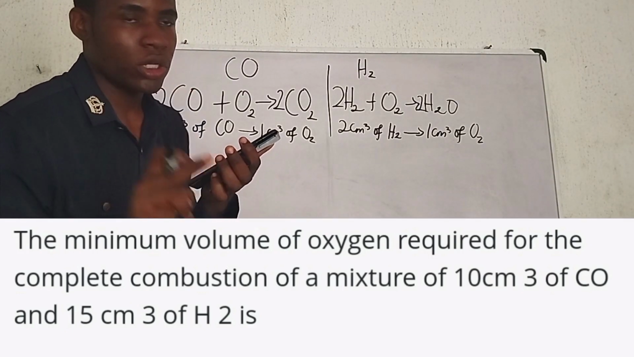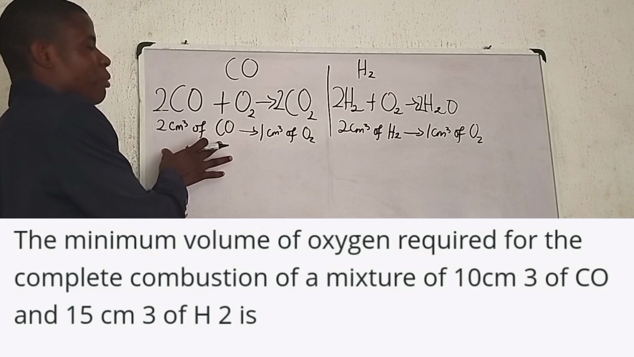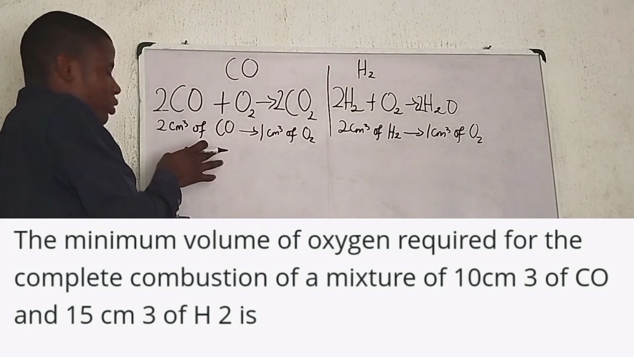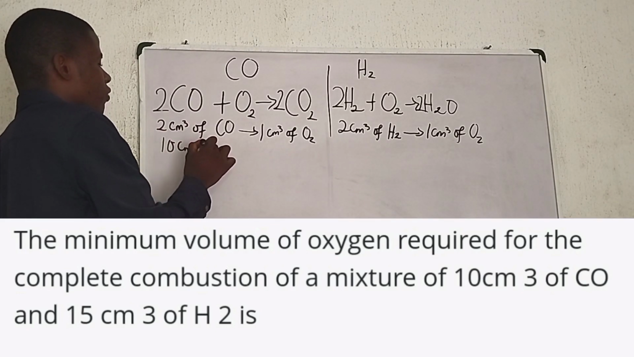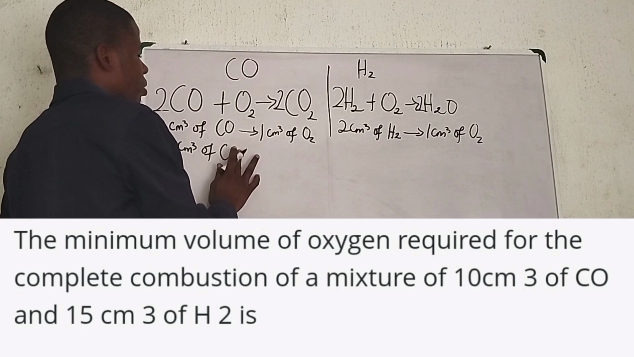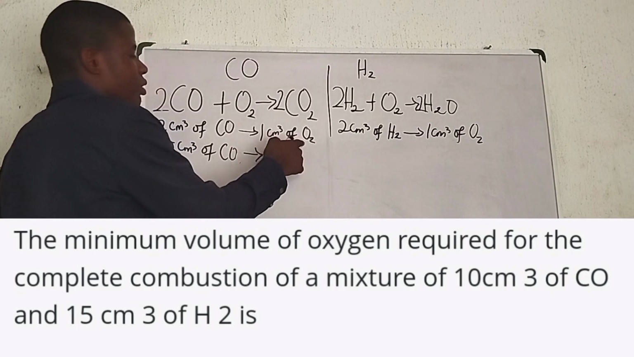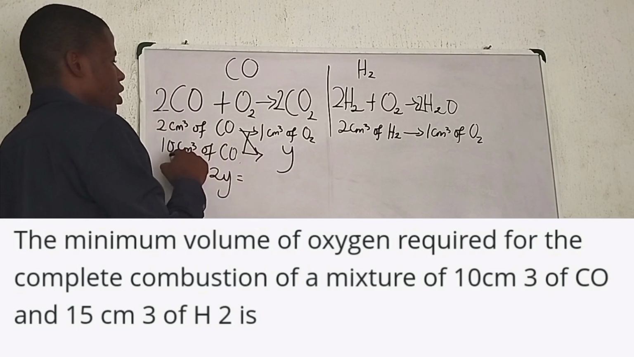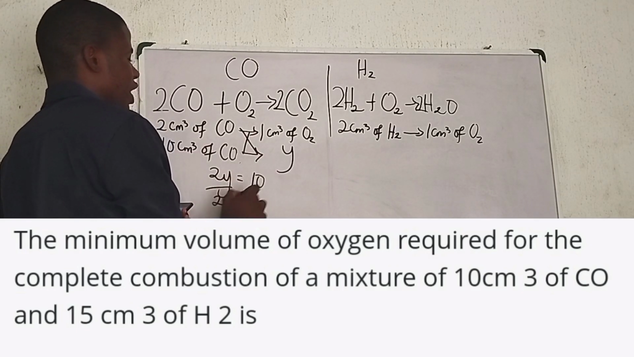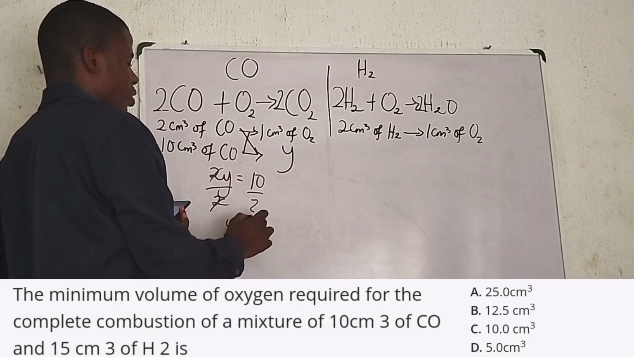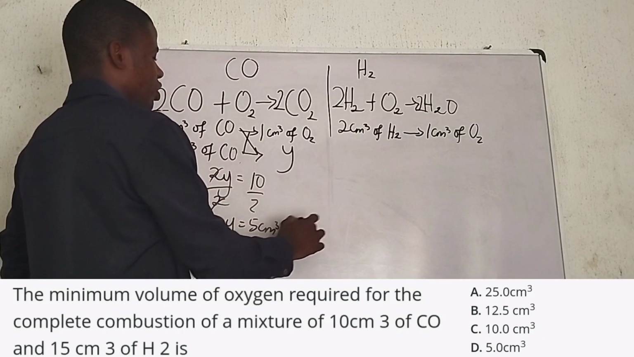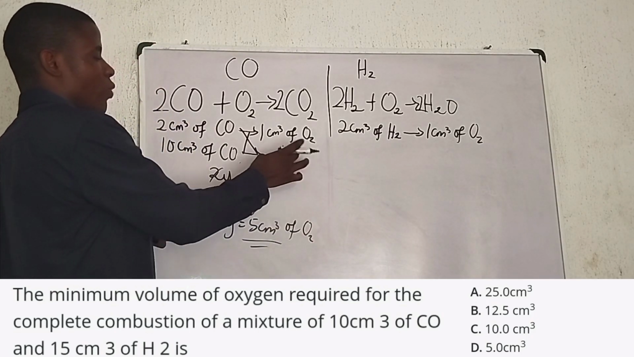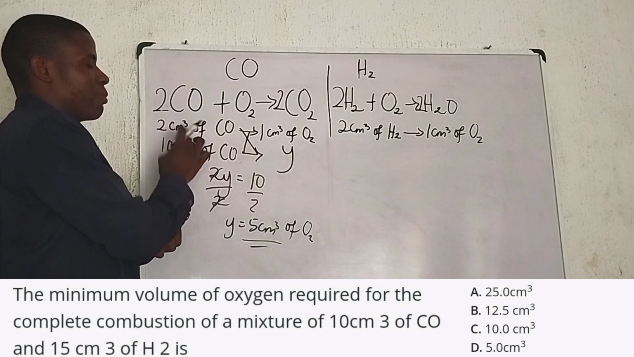Now they're asking us the minimum volume of oxygen required for the complete combustion of a mixture of 10 cm³ of carbon monoxide. Now, if I have 10 cm³ of carbon monoxide, how many cm³ of oxygen will burn 10 cm³ of carbon monoxide? So I have 10 cm³ of carbon monoxide. Carbon monoxide will require how many cm³ of oxygen? So if you cross multiply, 2 times y is 2y equals 10 times 1 is 10. When you divide both sides by 2, you get that y is equal to 5 cm³ of oxygen. So I have 5 cm³ of oxygen required to burn 10 cm³ of carbon monoxide.